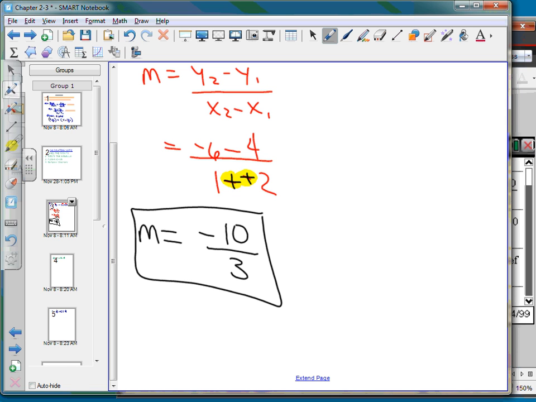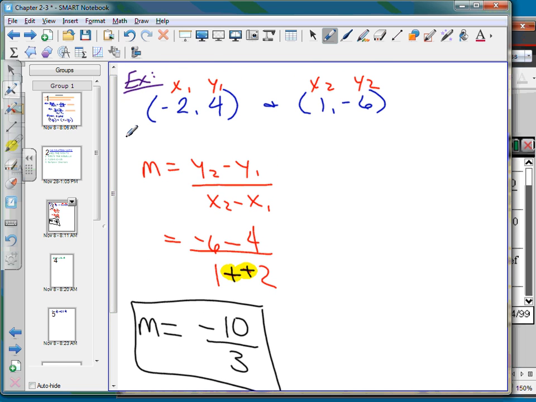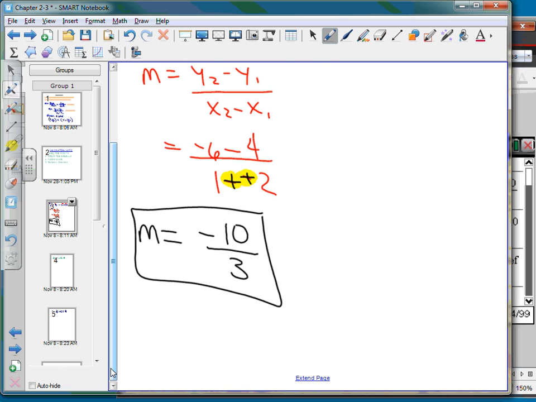Minus a negative is a positive. It was 1 minus negative 2. A negative minus a negative is a positive. This was the negative, and I was subtracting it, which makes it 1 plus 2. You with me? Okay. So now I have this as my answer.